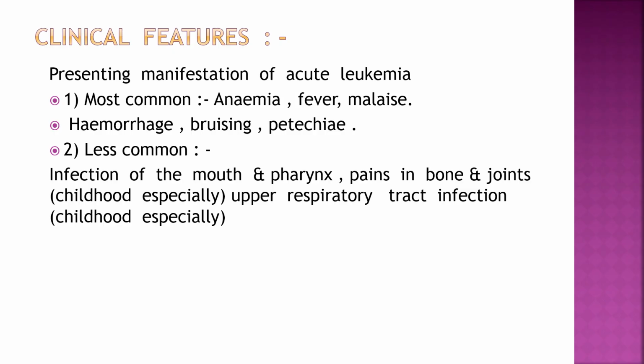Clinically, the patient presents with acute leukemia. The most common symptoms are anemia, fever, malaise, bleeding, that is hemorrhage, bruising, petechiae. Bleeding can be from the gums, the nose or the skin. Then less common symptoms are infection of the mouth and pharynx, pain in bones and joints, mainly in childhood, and upper respiratory tract infection, mainly in childhood.